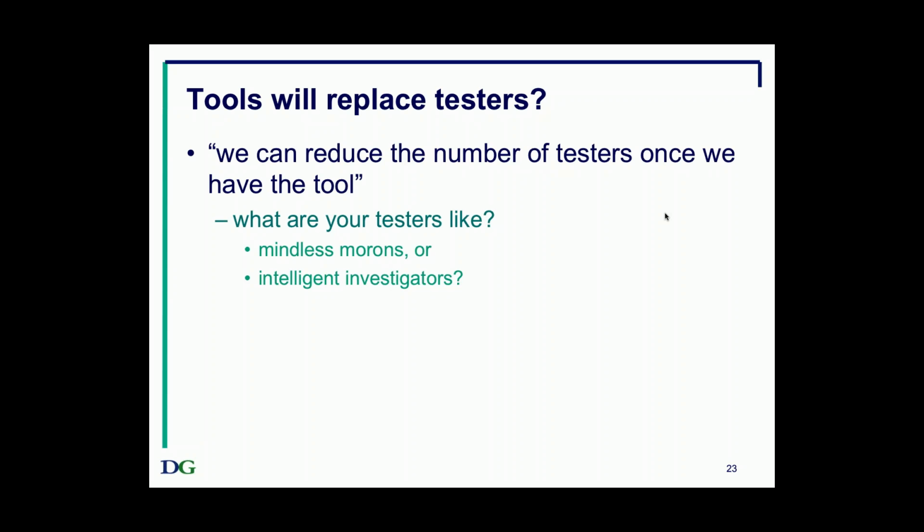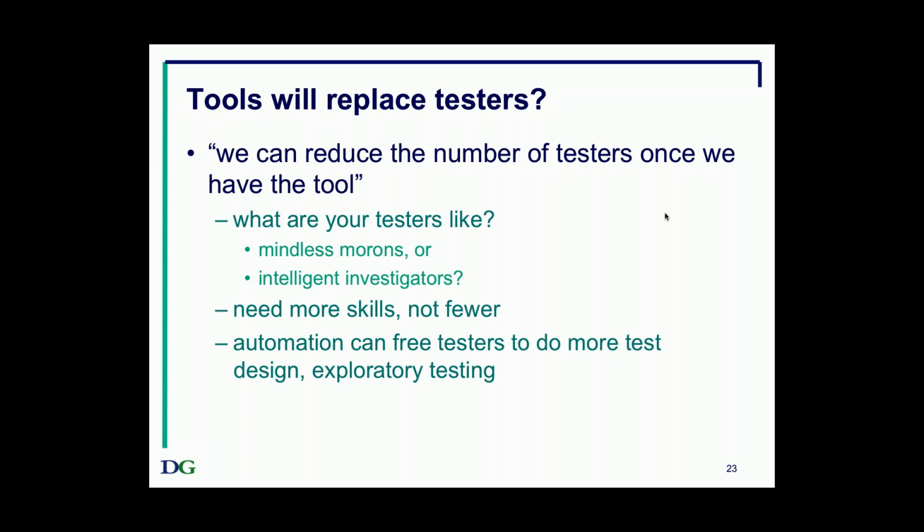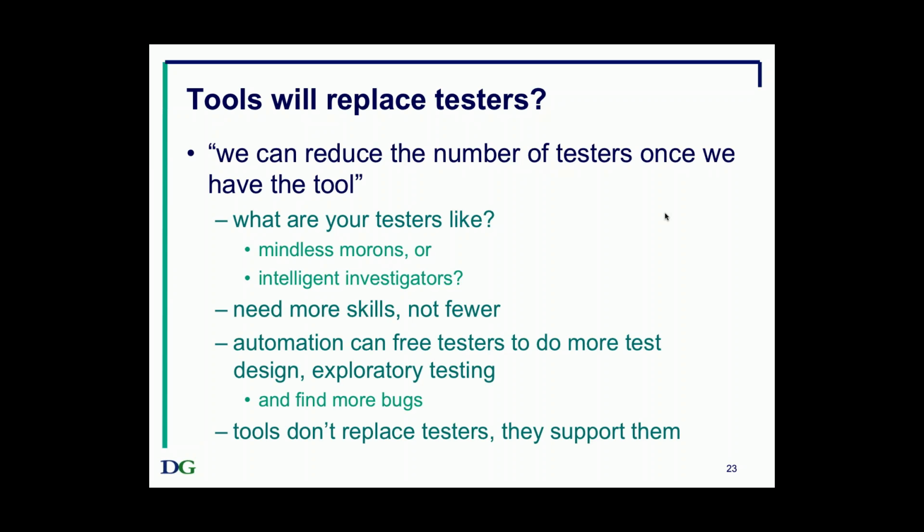So the tools do not do testing. In fact, when you've got automation, you need more skills, not fewer skills. And the automation can free the testers to do more testing, proper testing, more exploratory testing, designing more and better tests, and having time, because it's taking away the drudgery, to do more testing and therefore find more bugs. So when you have automation, you might find more bugs, but it's not the automated tests that are finding the bugs, it's the testers who are able to do more testing. Tools do not replace testers. They support them. They enable them to do better testing.